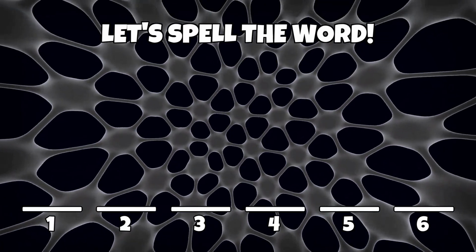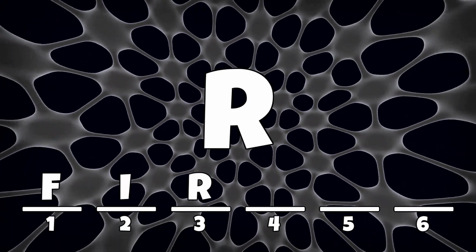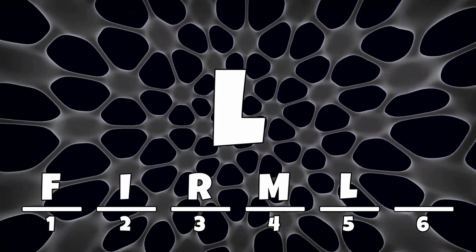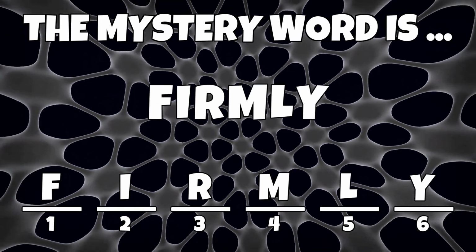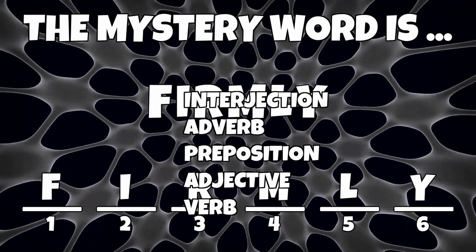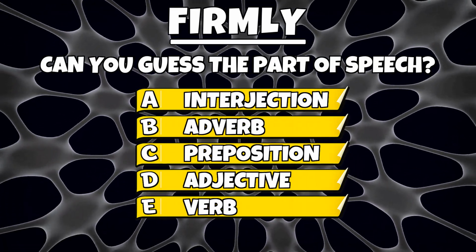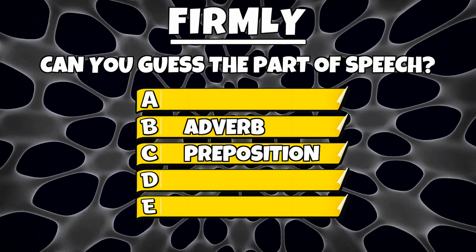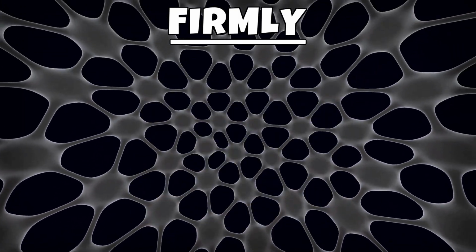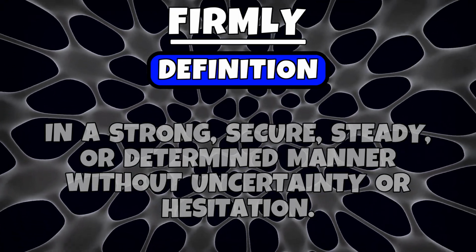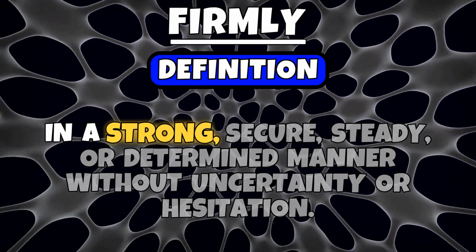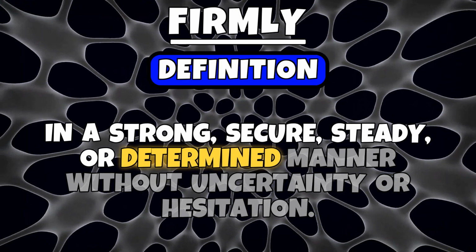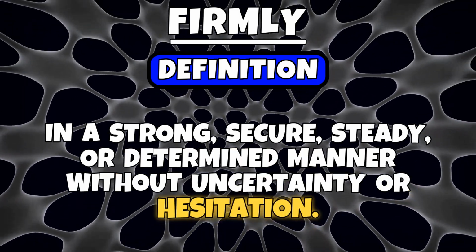I'm thinking of a word that is 6 letters long. Let's spell the word. F-I-R-M-L-Y. The mystery word was firmly. Can you guess what part of speech firmly is? Firmly is an adverb. Here is the definition of the word firmly. In a strong, secure, steady, or determined manner without uncertainty or hesitation.